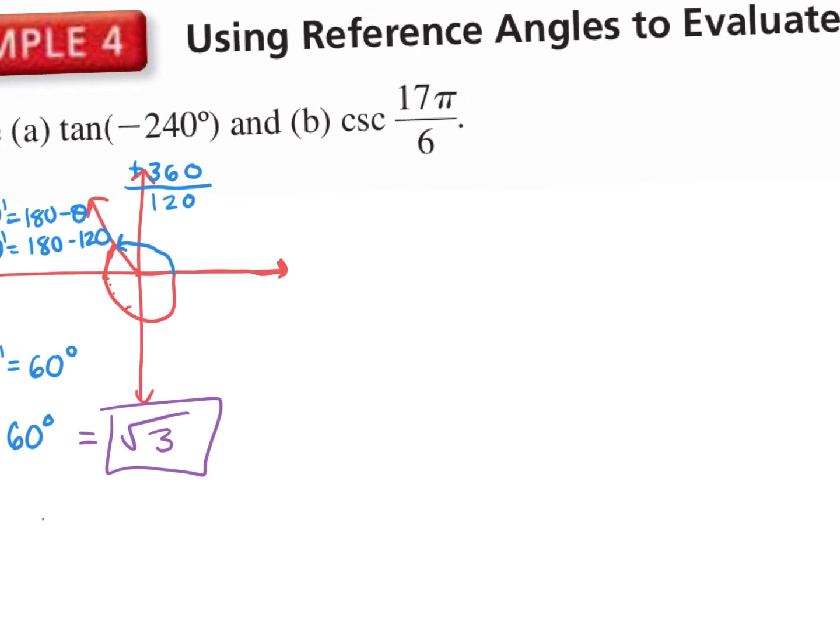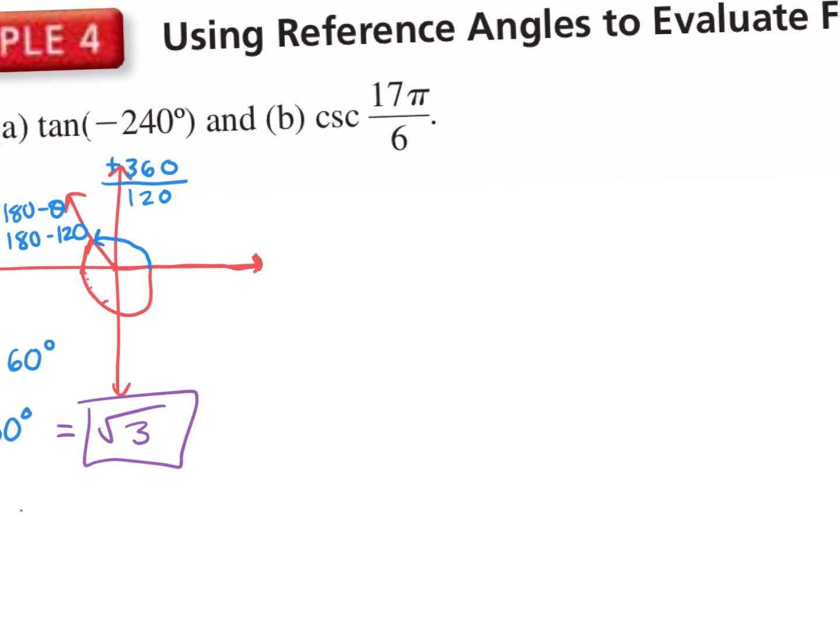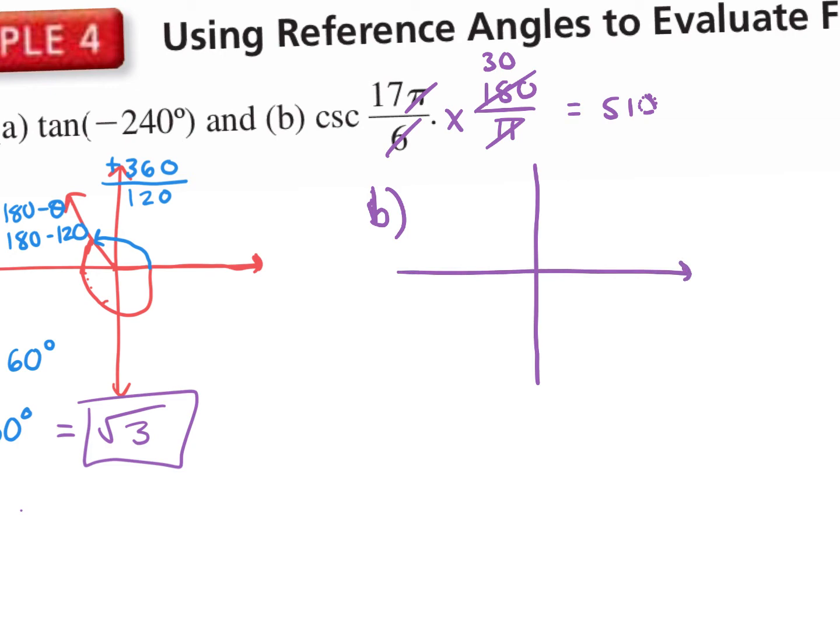All right, let's do the same thing for B. Step 1 is find our reference angle. What do we have to do when it gives it to us in radians? Multiply by 180 over pi. So the pi's cancel. We can divide 6 into 180 30 times. So we have 17 times 30, which gives us 510. So we go around the circle once completely.